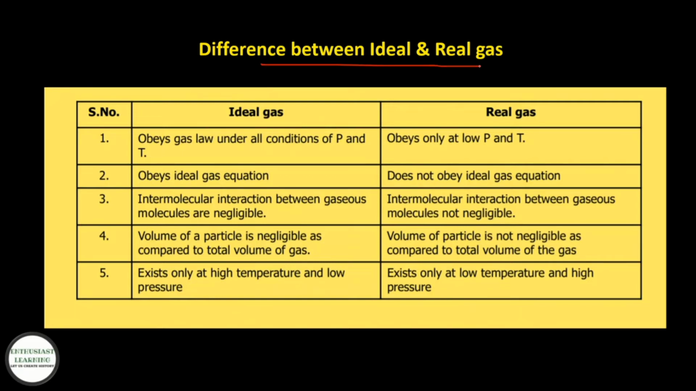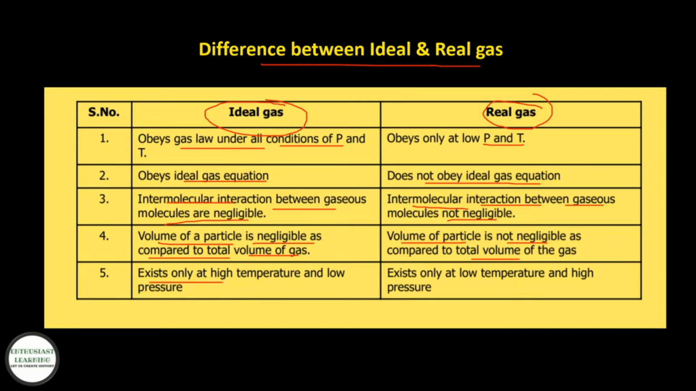Now, difference between ideal gas and real gas. Ideal gas obeys laws under all conditions of pressure and temperature. Real gas only obeys at low pressure and high temperature. Ideal gas obeys the ideal gas equation, and real gas does not obey the ideal gas equation. In ideal gas, intermolecular interaction between gaseous molecules is negligible, but in real gases, intermolecular interaction between gaseous molecules is not negligible. In ideal gas, volume of particle is negligible as compared to total volume of gas. But in real gas, volume of the particle is not negligible as compared to total volume of the gas.